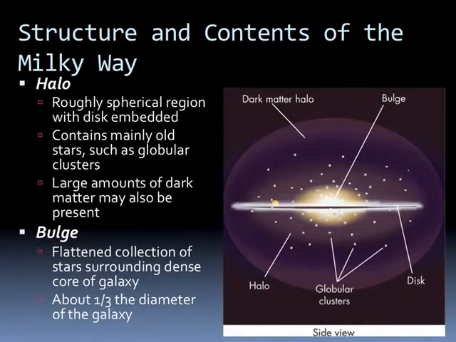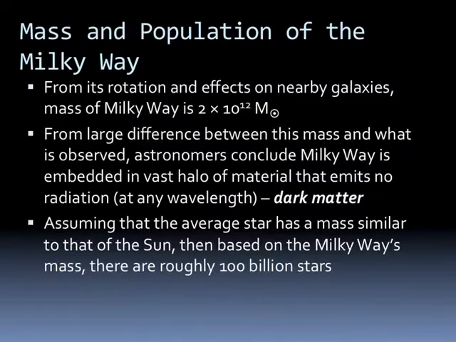And the bulge of the galaxy is a flattened collection of stars surrounding the core of the galaxy. It's about one-third of the diameter of the galaxy. From its rotation and effects on nearby galaxies, the mass of the Milky Way is about 2 × 10^12 solar masses. From large differences between this mass and what we can actually see in terms of stars, astronomers conclude the Milky Way is embedded in a vast halo of material that emits no radiation at any wavelength, called dark matter.